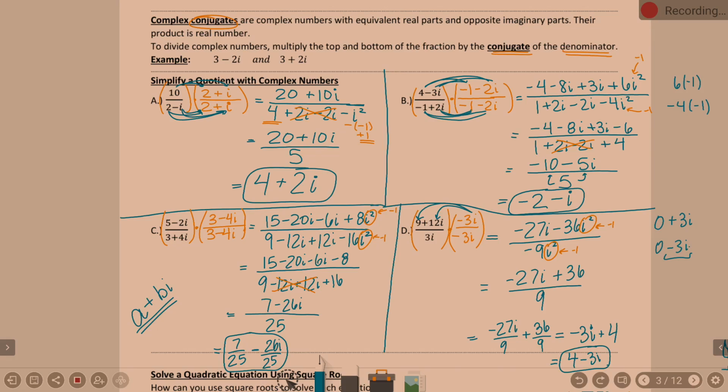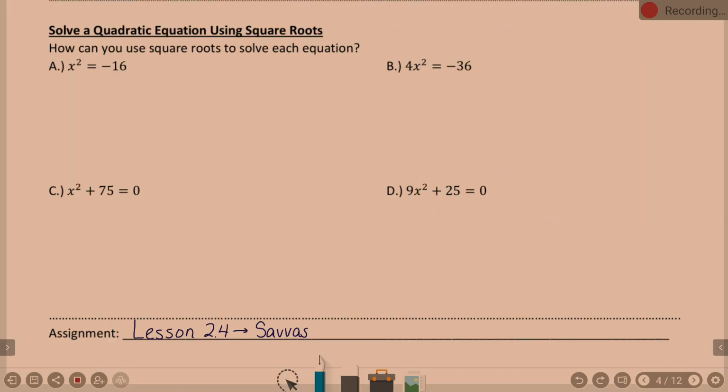Okay. Next piece. Okay. One last piece here, and that's solving equations. I'm trying to think if we've solved equations like this year or not. My mind's kind of blanking on it right now. But how can you use square roots to solve each equation? That's kind of your hint.